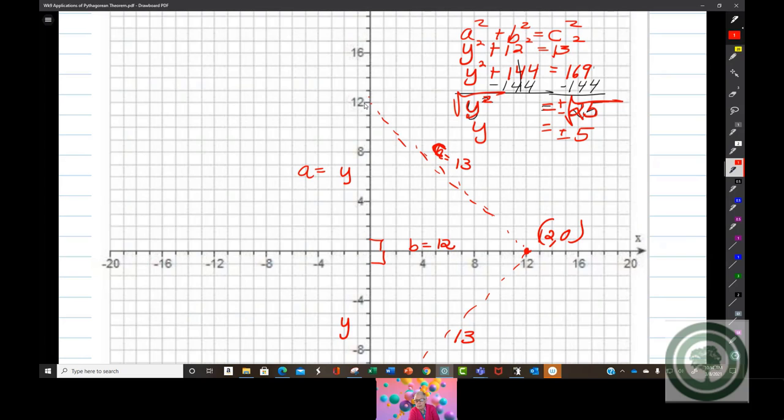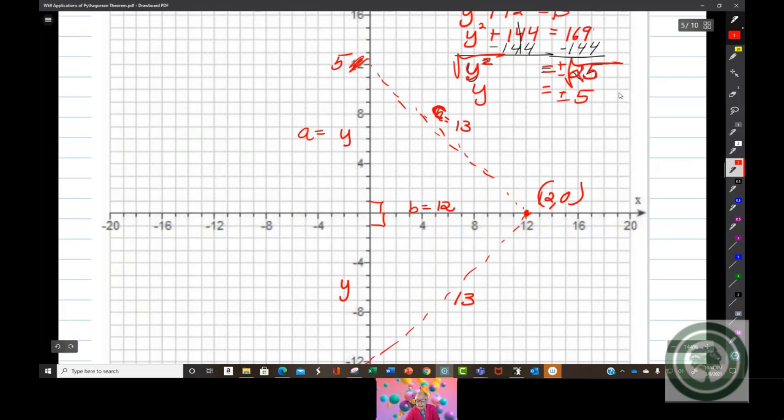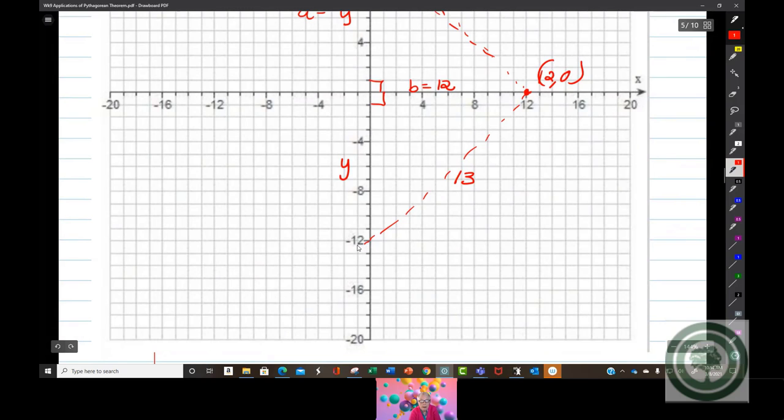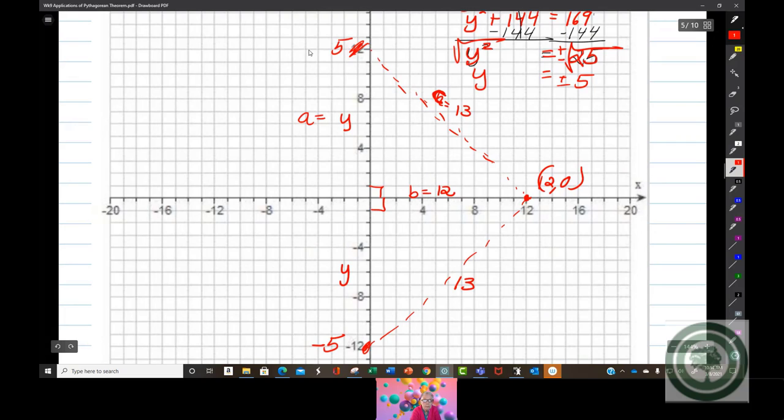This is not going to be way up there at 12. This is going to be the point 5 on the y-axis, and this is not going to be negative 12. I mean, I was just guessing because I'm not supposed to know. So that would be negative 5. And the actual points when writing the answers as points or ordered pairs would be (0, 5) with parentheses and (0, negative 5) with parentheses.